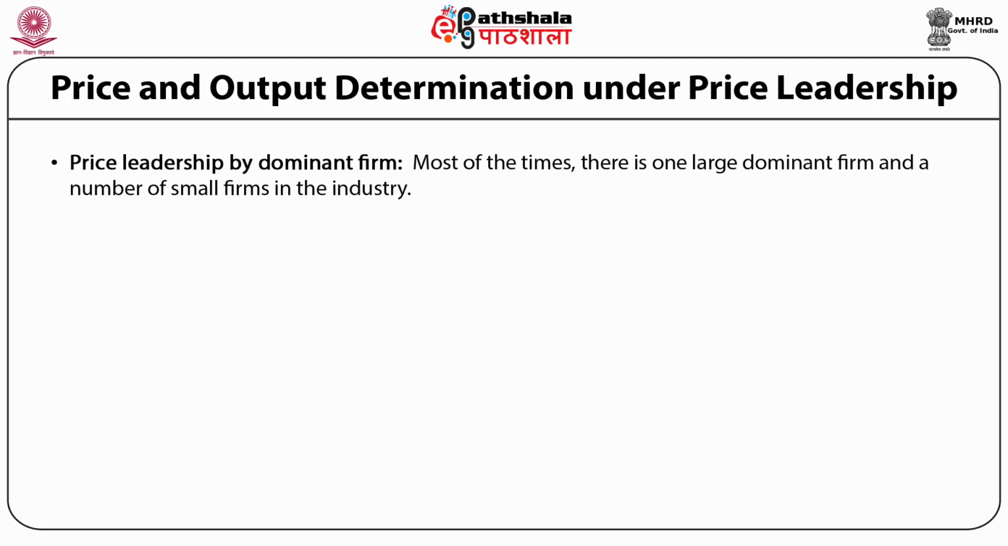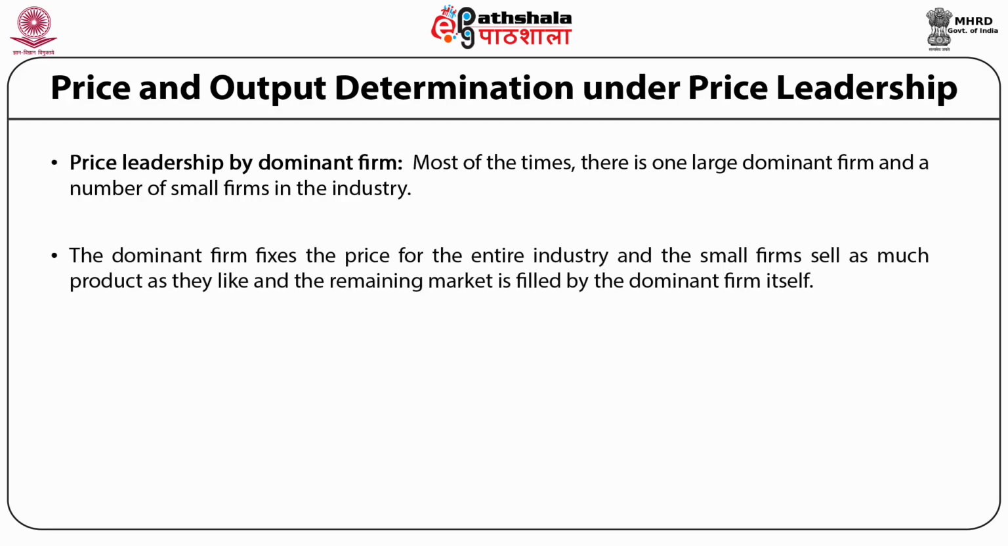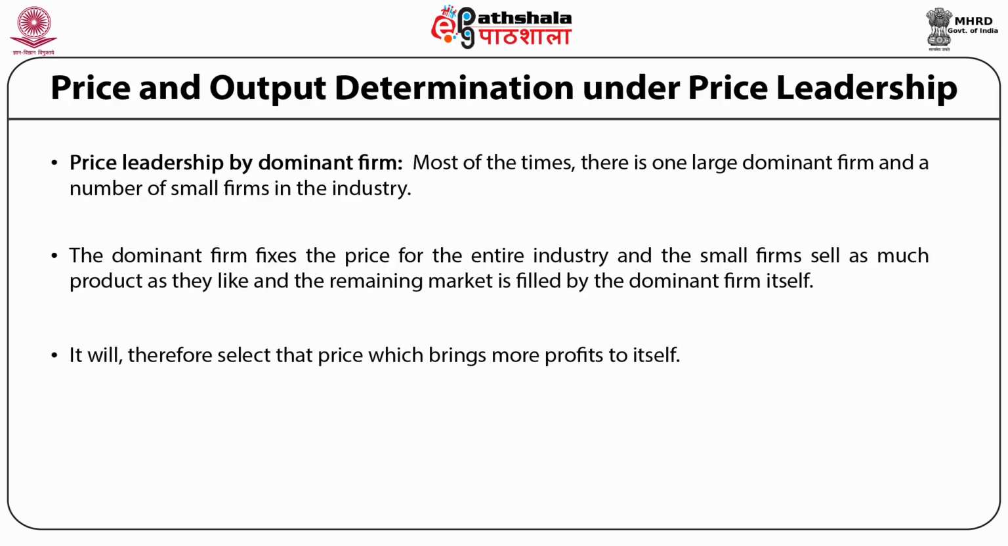Price leadership by dominant firm. Most of the time, there is one large dominant firm and a number of small firms in the industry. The dominant firm fixes the price for the entire industry and the small firms sell as much product as they like and the remaining market is filled by the dominant firm itself. It will therefore select that price which brings more profit to itself.